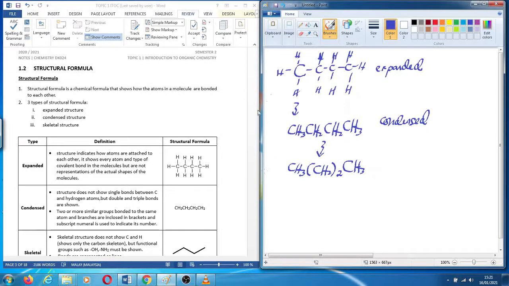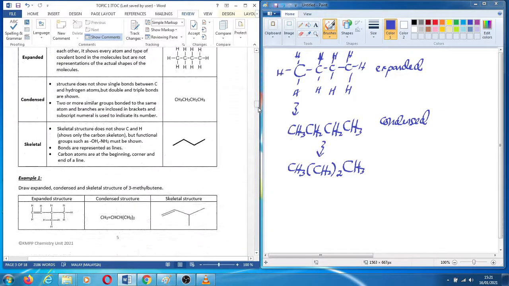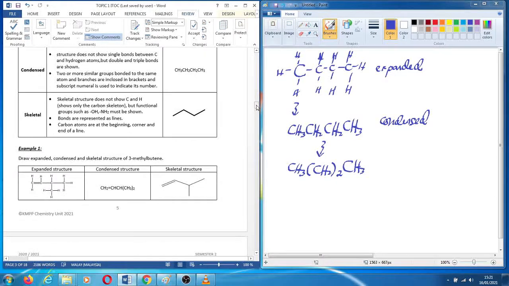And then the third one is the skeletal structure. Skeletal structure does not show carbon and hydrogen. You cannot show carbon and hydrogen, show only the carbon skeleton. You know what is meant by skeletal? Skeletal means rangka, in Malay we call it rangka. But functional groups such as OH and NH2 must be shown. Other functional groups you have to show.